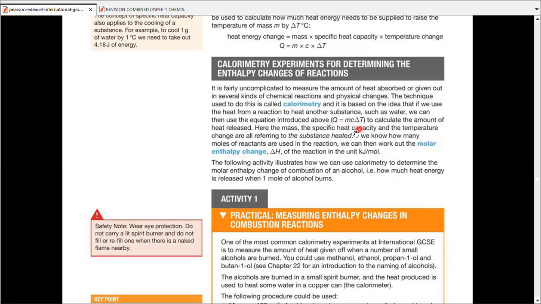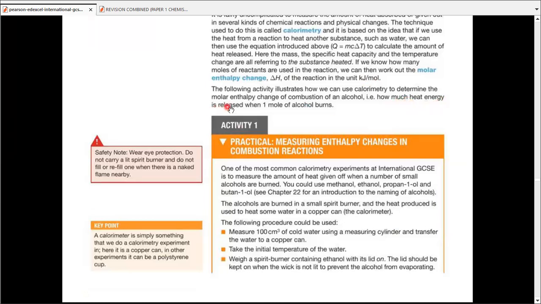So we have this equation in order to calculate the exact amount of heat released or absorbed. We work with the moles of reactants in order to calculate the molar enthalpy change, since delta H is measured in kilojoules per mole. So how do we do it? We try to calculate how much heat energy is released or absorbed when 1 mole of any substance goes through a chemical reaction. In this reaction, we are going to combust alcohol. We are simply going to burn some alcohol. So we are going to notice what happens when 1 mole of alcohol burns.